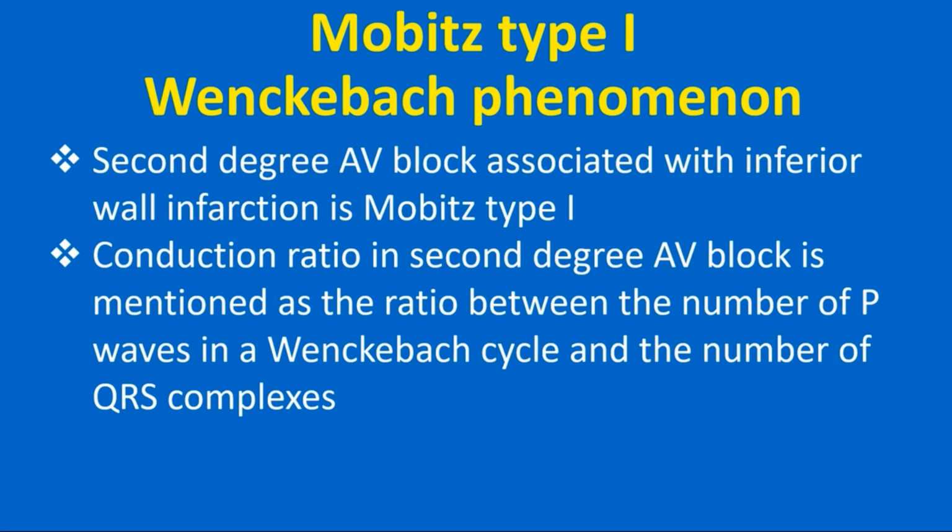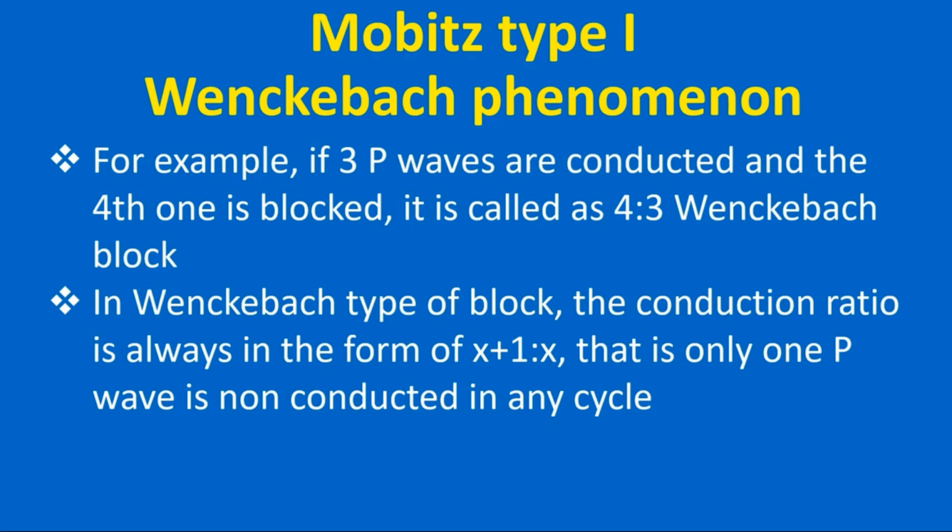Conduction ratio in second degree AV block is mentioned as the ratio between the number of P waves in the Wenckebach cycle and the number of QRS complexes. For example, if 3 P waves are conducted and the fourth one is blocked, it is called 4 to 3 Wenckebach block. In Wenckebach type of block, the conduction ratio is always in the form of x plus 1 is to x. That is, only one P wave is non-conducted in any cycle.